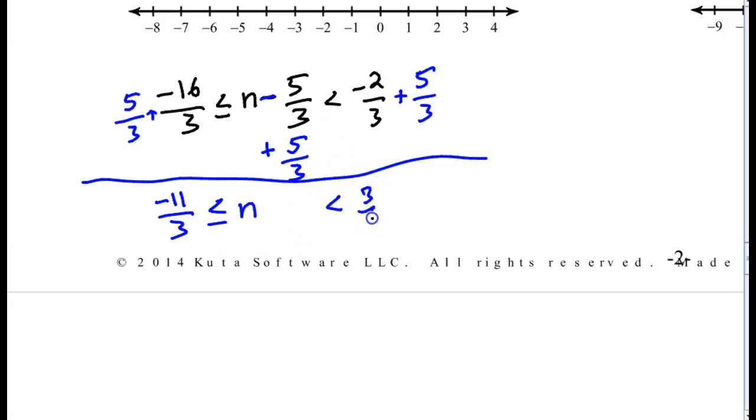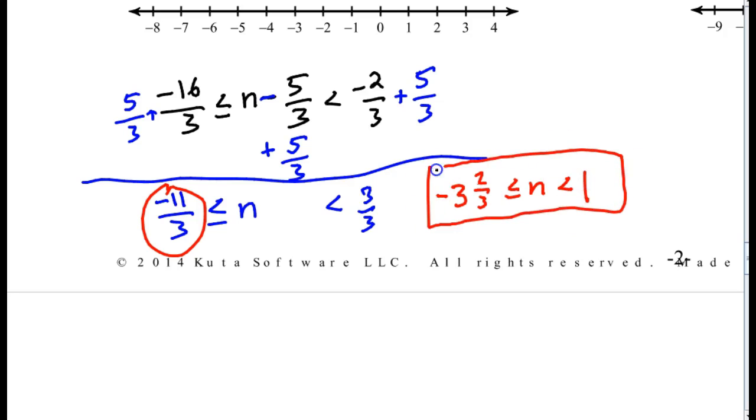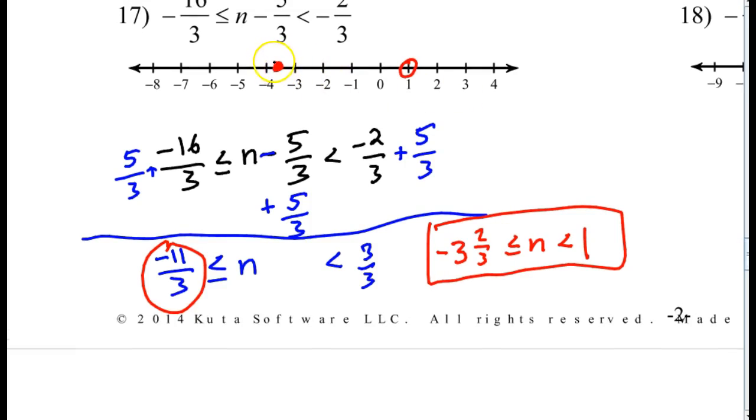Actually, I'll leave it 3 over 3 and then rewrite the whole thing. And just in order to graph this part here, it might be easier as a mixed number. So 3 goes into 11 how many times evenly? Yeah, it goes in 3 times with a remainder of 2. So that's negative 3 and 2/3 is the left side, and the right-hand side is 1. So we know this is all the numbers between negative 3 and 2/3 and 1. Negative 3 is right here, 2/3 the way to 4, closed circle, and then positive 1, open circle. There we have it.